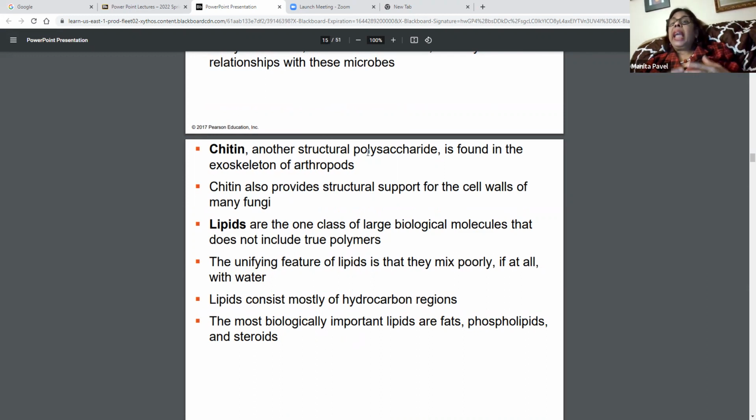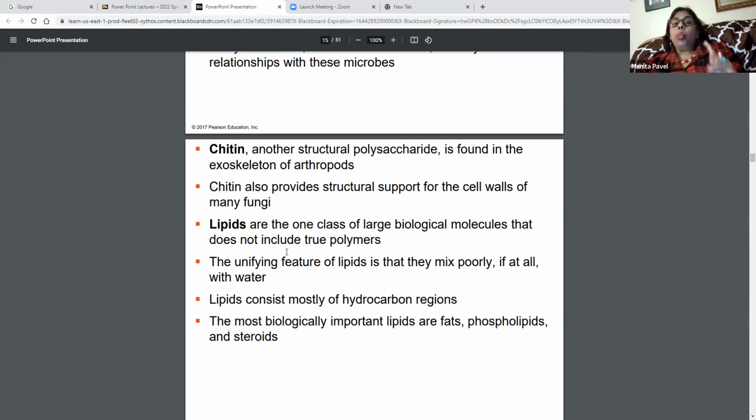It is found on the exoskeleton of arthropods. Arthropods are your crabs, your insects, spiders, etc. The hard shell of these insects consists of chitin. Chitin is also going to provide structural support for the cell walls of fungi. Remember, fungi are not plants.